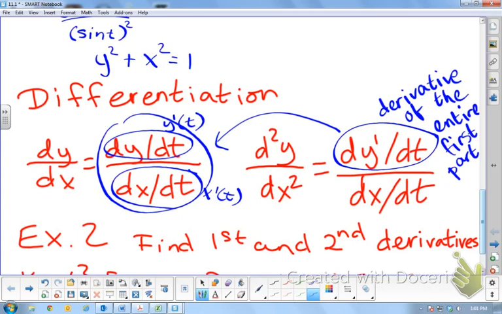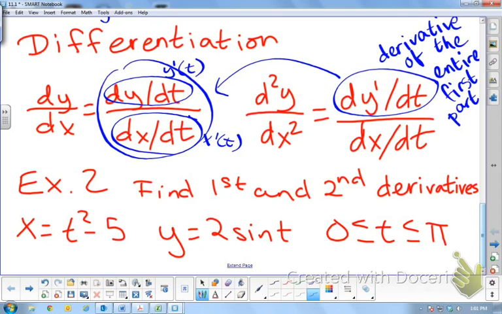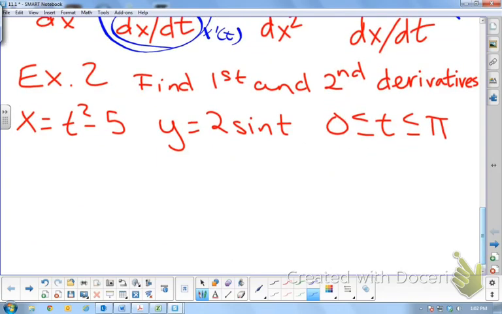Okay, so let's practice finding the derivative. Finding the first and the second derivatives of this function. So the first derivative's easy. Take the derivative of each piece, stack it. First derivative, not a problem.